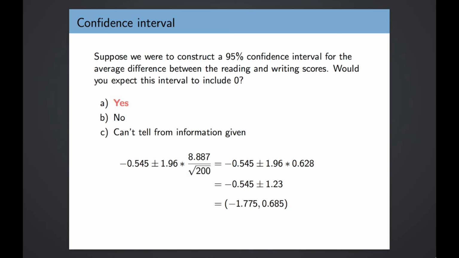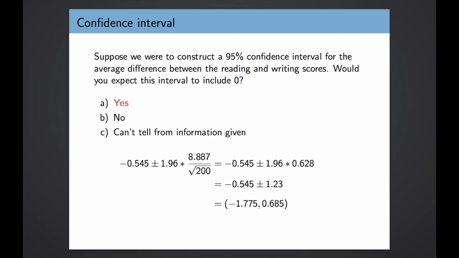So why is that important? Well, remember that the 95% confidence interval gives us our plausible bounds of what the actual value in the population could be. So our best guess is that the actual value lies somewhere between this lower bound and this upper bound. So with 95% confidence, the smallest we think this effect could be is negative 1.775, and the biggest we think it could be is 0.685. So those are the limits on what we think this difference could actually look like in the population.